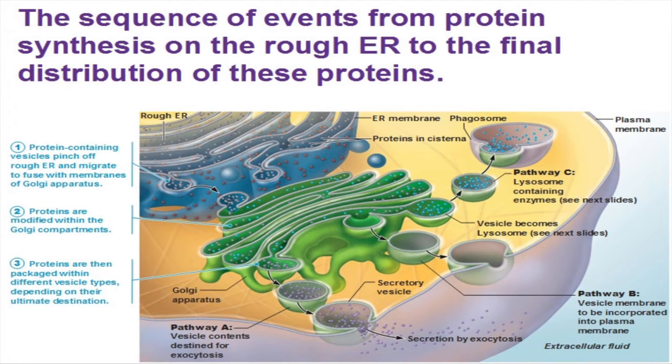This is the pathway of a secretory protein through the endomembrane system. The proteins move through the endomembrane system and are dispatched from the trans face of the Golgi apparatus in transport vesicles that move through the cytoplasm and then fuse with the plasma membrane, releasing the protein to the outside of the cell.